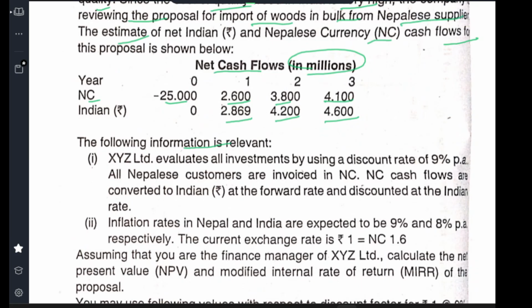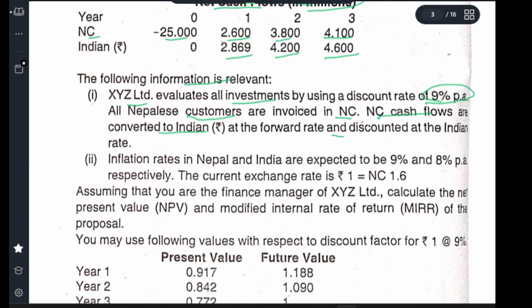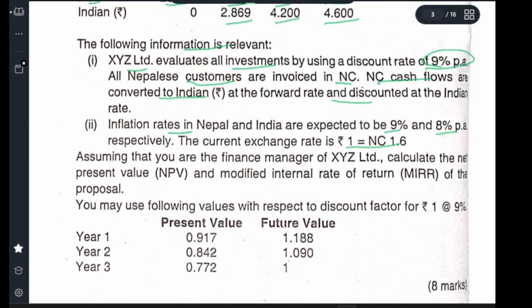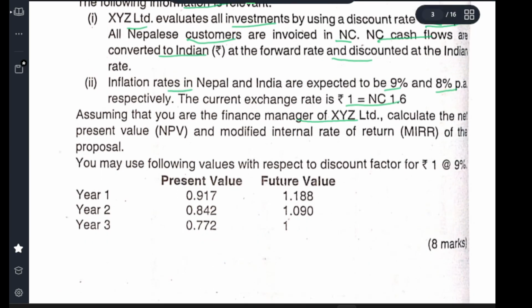The following information is relevant. XYZ Limited evaluates all its investments at a discount rate of 9% per annum. All the Nepalese customers involve NC, and NC cash flows are converted into Indian rupees at the forward rate, or discounted at the Indian rate. Inflation rate in Nepal and India is expected to be 9% and 8% per annum. The current exchange rate is 1.6 Nepalese rupees for 1 Indian rupee. Assume the finance manager of XYZ Limited calculates the net present value, modified internal rate of return and proposal.